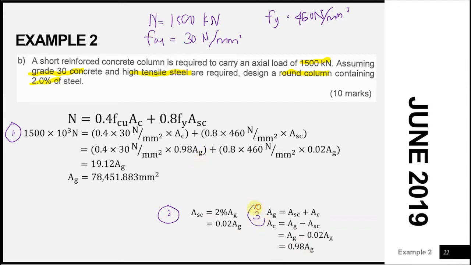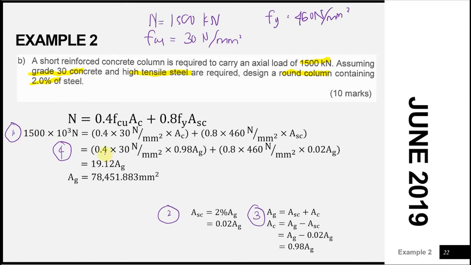Okay, ni number 3. So, baru you masukkan dekat sini. Masukkan je. So, we have the area of concrete 0.98 AG, and also area of steel 0.02 AG. Then, we can calculate.